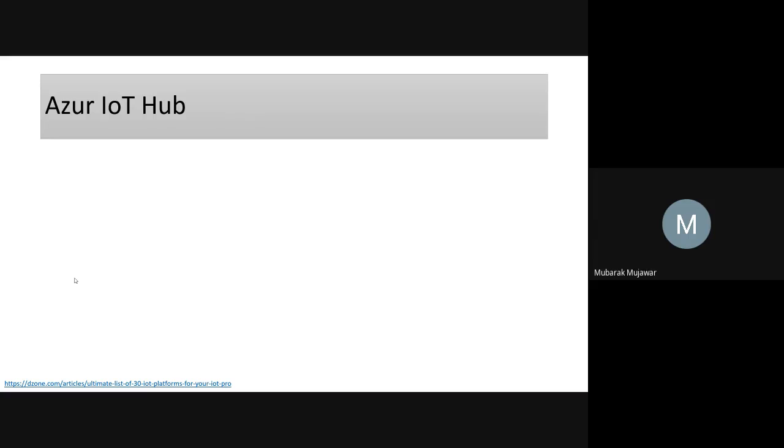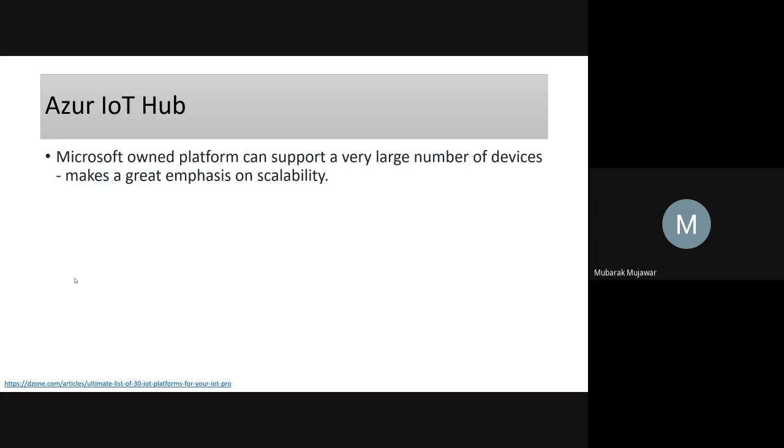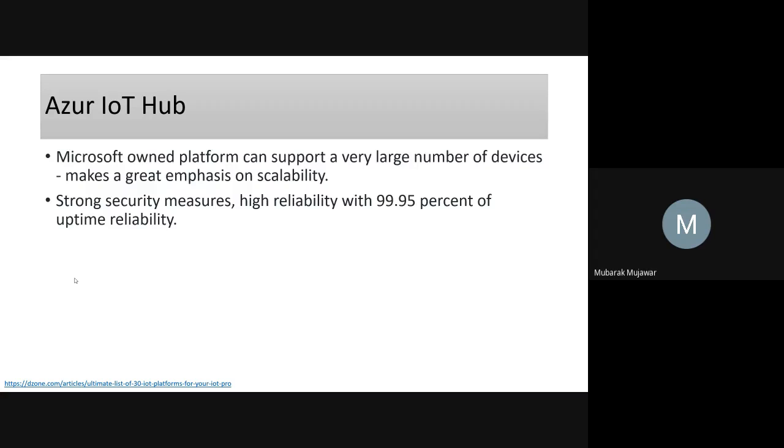So coming to Microsoft Azure IoT Hub, one of the reasons why I use and recommend it is because it is owned by Microsoft, readily available, and supports a very large number of devices. So it is great for scalability. Some of the utility companies in the United States rely on Microsoft for their activities. It's very strong in terms of security. The reliability is about 99.95%.